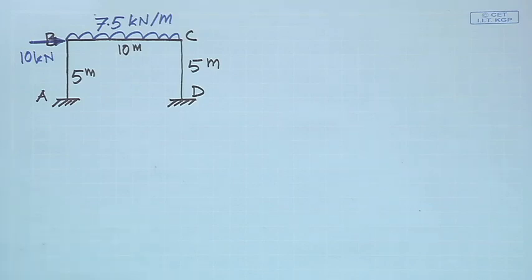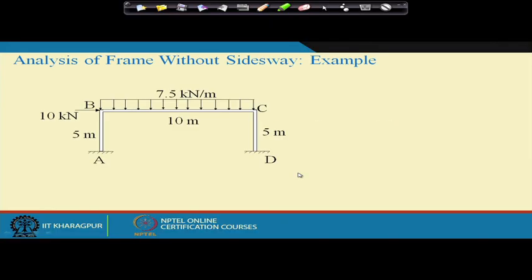We'll consider one more example on frame, but the frame undergoes sway. So, the example that we consider today is this. It is a similar frame problem, with all the dimensions and loadings the same, but in addition we have another 10 kilonewton horizontal load at B, which will cause the frame to sway in this direction. The dimensions and loadings are taken the same because some of the results that we obtained in the previous class, we can directly use them. So, this is the example.